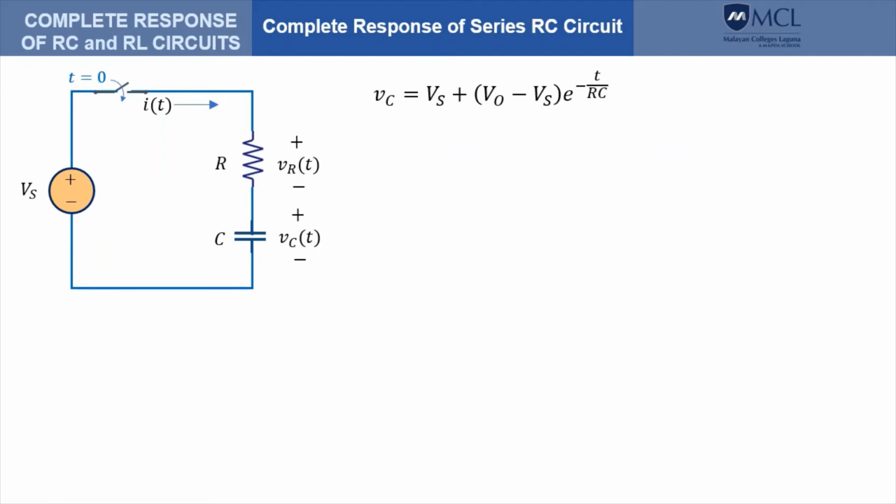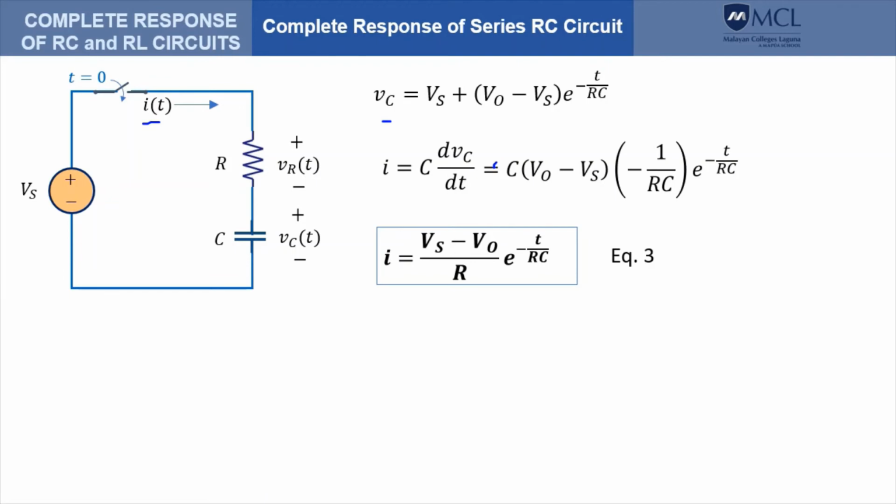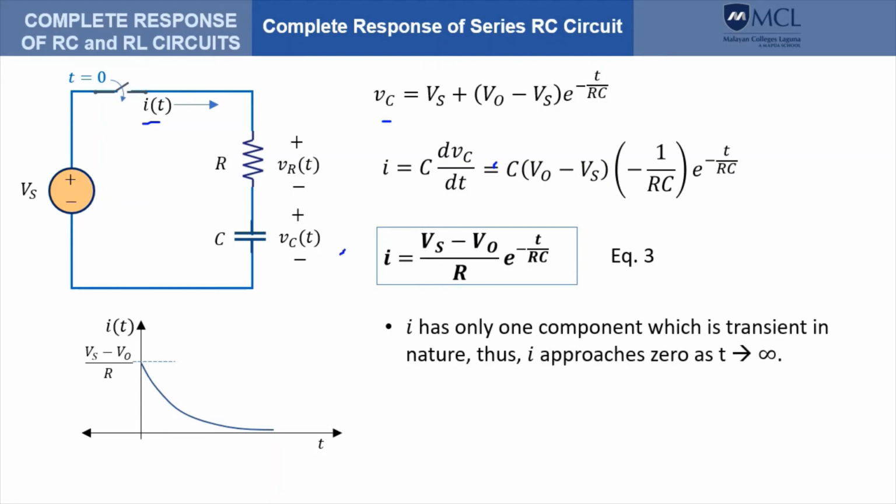We can determine the current through the capacitor, which is this current also. From the relationship given by this equation, we can get the derivative of V sub c, and that will give us a current that is shown by equation 3. We can plot I, so that is the plot of the current through the capacitor and through the entire circuit as well. This plot and this equation show that I has only one component, which is a transient component. Thus, I will vanish over time.